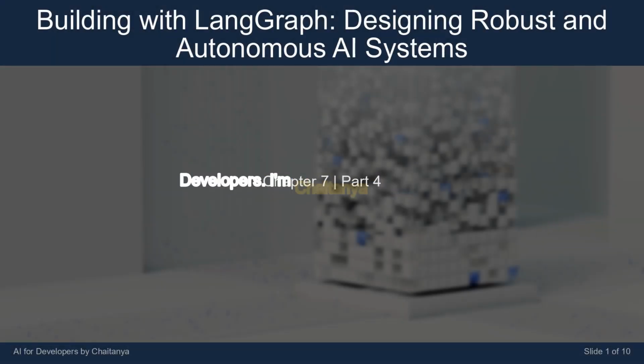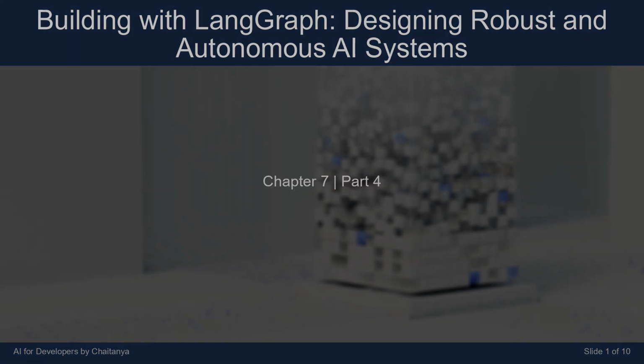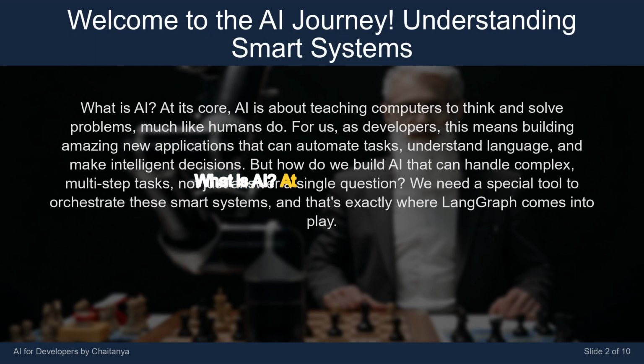I'm Chaitanya talking bot. Today's lesson is titled Building with LangGraph: Designing robust and autonomous AI systems. What is AI? At its core, AI is about teaching computers to think and solve problems, much like humans do. For us, as developers, this means building amazing new applications that can automate tasks, understand language, and make intelligent decisions.